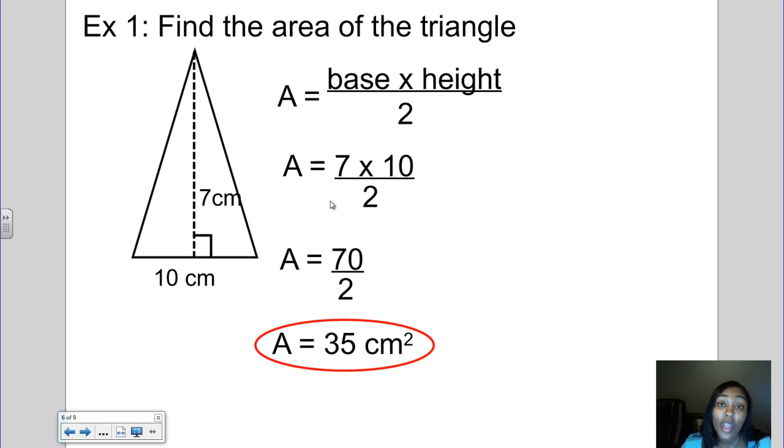In order to find the area, I first multiply the base and the height together. So 7 times 10 gives me 70. My final step is to take that number and divide it by 2. So I take 70 divided by 2, which gives me an area of 35 centimeters squared. And because we're looking for area, our unit needs to be to the second power.